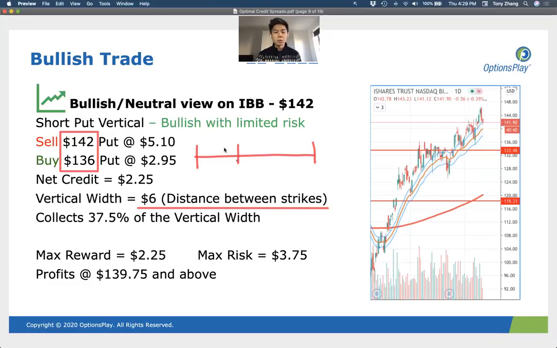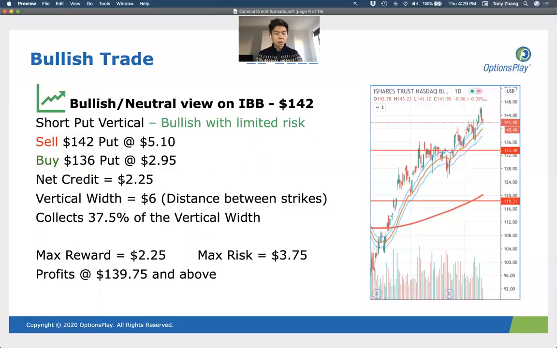Because whatever your width is, the collection that you have in terms of income, the rest of it will be your risk. So whatever you collect in income, the rest of it will be your risk. So whenever you're able to maximize your income, what you're doing is you're reducing the amount of risk. The more you take in an income, the less risk that you're actually taking.